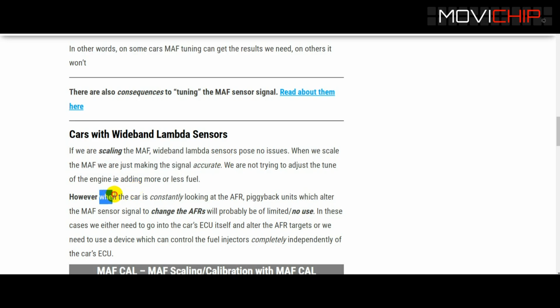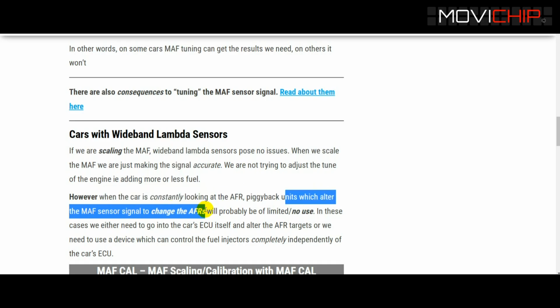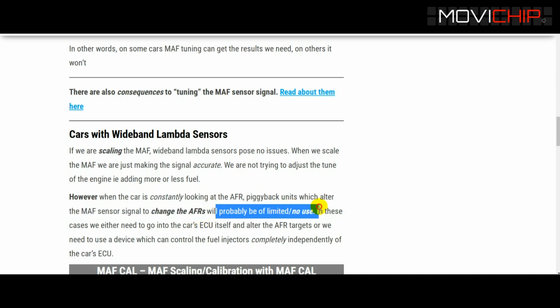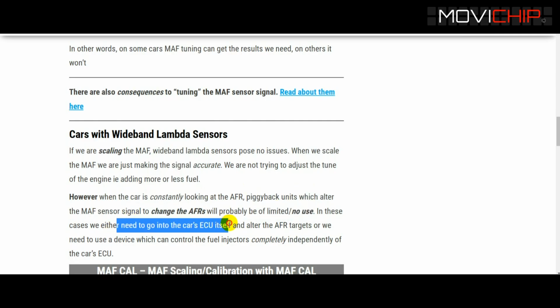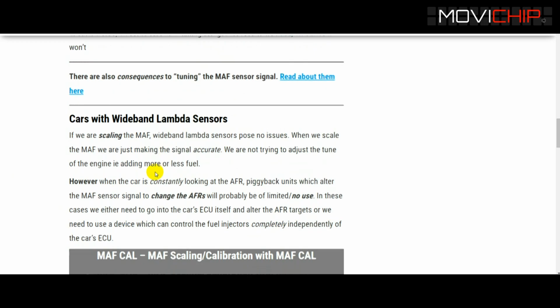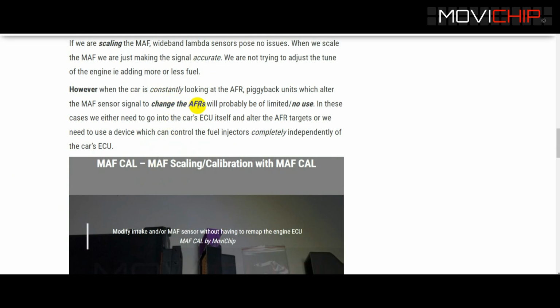However, when the car is constantly looking at the AFR, piggyback units which alter the MAF sensor signal to change the AFRs, for example something like the AFC Neo, will probably be of limited and in reality probably no use to us at all. In these cars we need to go into the car's ECU and alter the AFR targets there. We cannot alter the MAF sensor signal to alter the AFRs with a car that's got a wideband Lambda sensor.